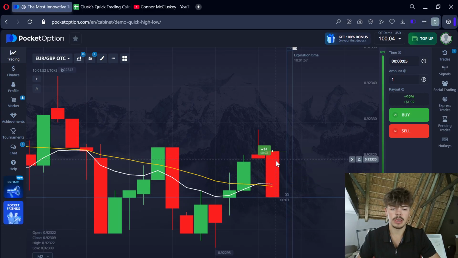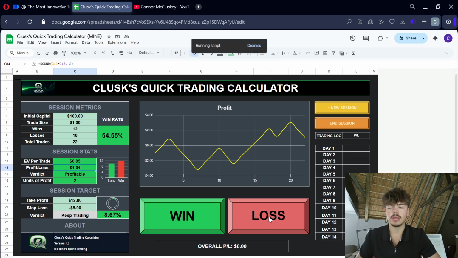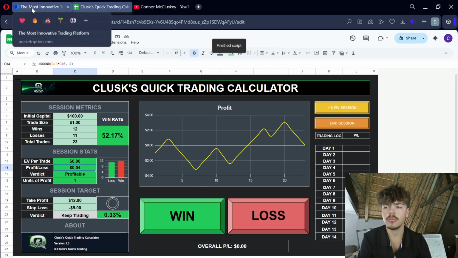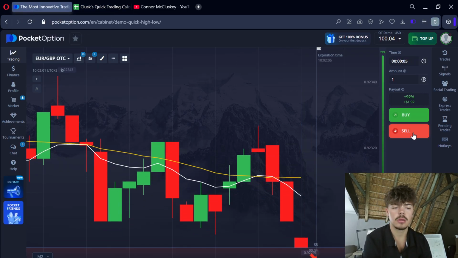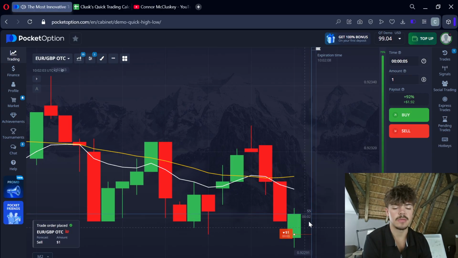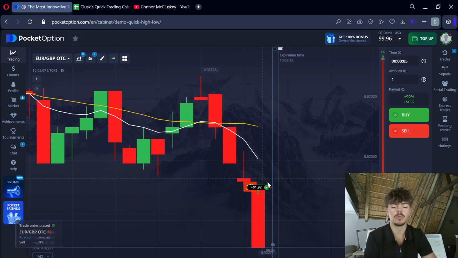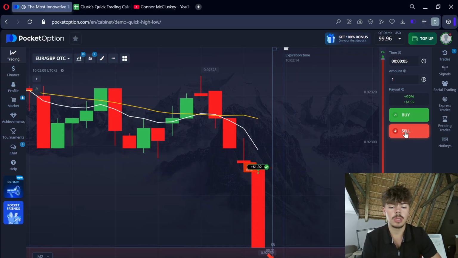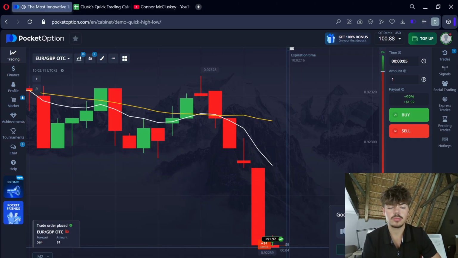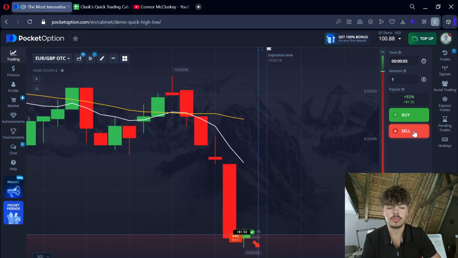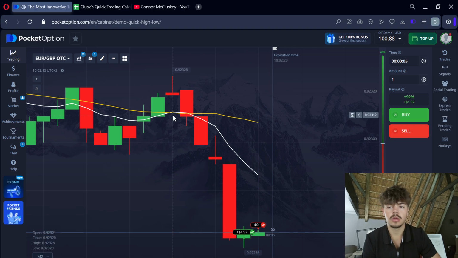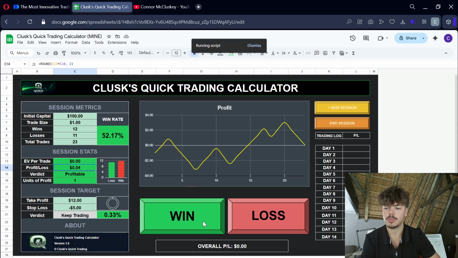Oh, made a big mistake. Didn't enter off of a green candle. So that was my fault over there in what I did. Should have entered also a little bit of a late entry here. Still won. Okay, there's 1 win. There's 2 wins. No loss. So 2 wins and 1 loss.